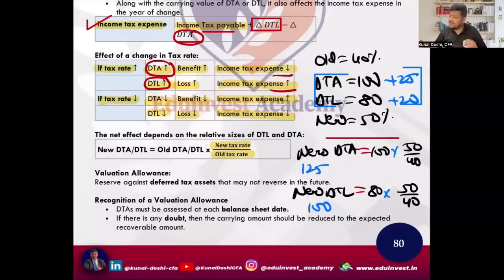Clear? Why 5? Because see, your income tax expense will go up when the DTL goes up. So it will go up by 20. But if the DTA goes up, your income tax expense will go down by 25. Overall, your income tax expense will go down by 5. That's a good sign. Why? Because you had DTA more. Understood? Clear?